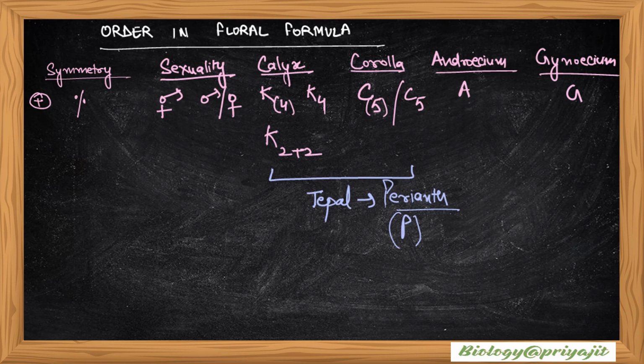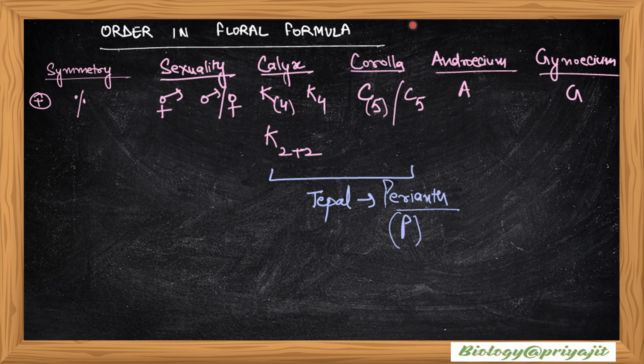So we have completed the basic or fundamental terminologies portion. Now we'll go for the actual topic. We have to follow a specific order to write the correct floral formula. The first one which I write in the floral formula is the symmetry, either actinomorphic or zygomorphic. Next in sequence is sexuality, whether the flower is bisexual or unisexual.